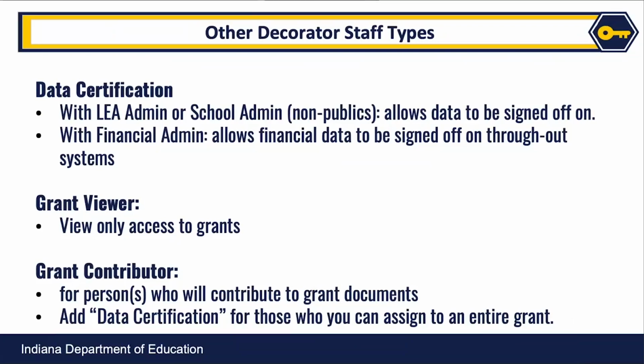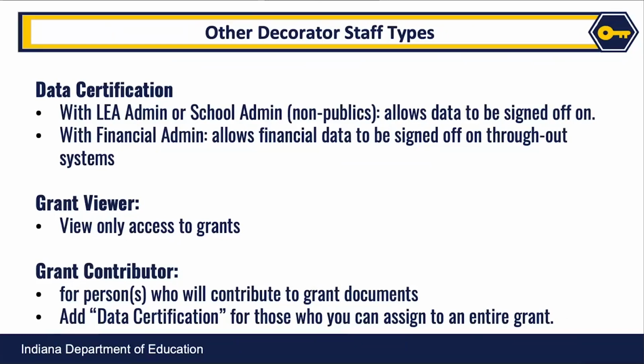This may be signing off on a student level count within the data exchange system, or it may be signing contracts or the ability to approve or oversee grants within the IntelliGrant system. Similarly, the data certification staff type, when added to a person who already has the financial administrator staff type, will be able to sign off on the financial reports in the data exchange system, the money collections, as well as sign off on reimbursement requests.